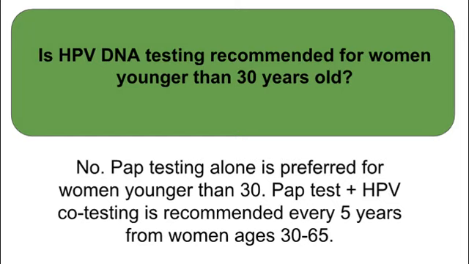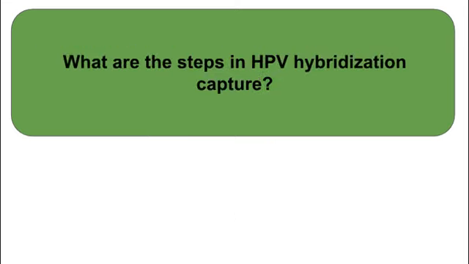There are 3 options for women ages 30 to 65. Option 1 is Pap and HPV co-testing every 5 years. Option 2 is a Pap test alone every 3 years, and option 3 is HPV testing alone every 5 years. What are the steps in HPV hybrid capture?